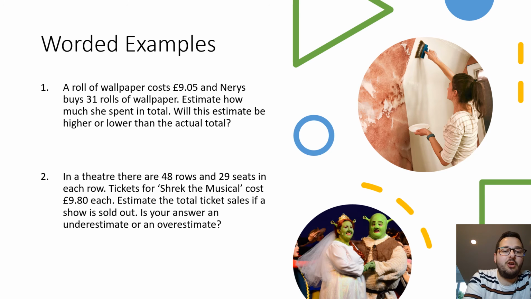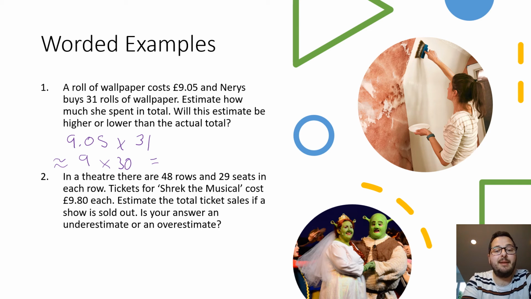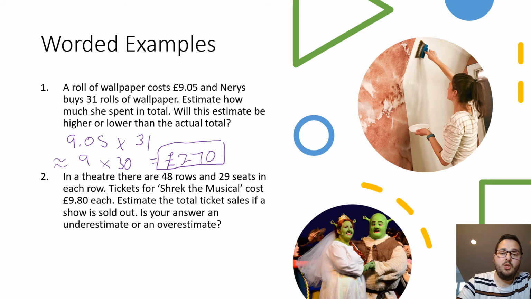Okay, well, to figure out the cost, you would do the cost of one, which is £9.05, times how many rolls you buy, which is 31. But we want an estimate for this, so we're going to do what we've been doing. So 9.05 we're going to round to 9, and 31 we're going to round to 30. Now 9 times 3 is 27, so 9 times 30 is 270, and this is in pounds, so that is my estimate for that.